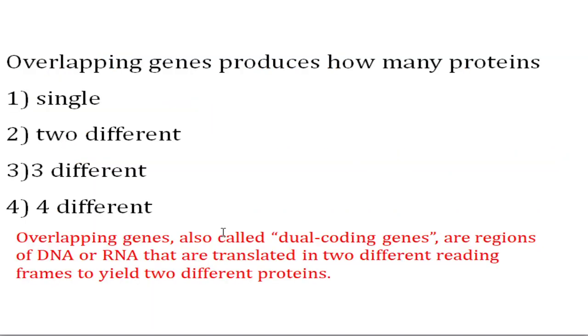Next is: overlapping genes produce how many proteins? So what do overlapping genes mean? They are dual coding genes. They are regions of DNA, or it might be a region of RNA, that are translated in two different reading frames. Each has a separate promoter and separate terminator. Due to a few overlapping circumstances, they overlap. So the question is how many proteins are produced? Since these overlapping genes are translated in two different reading frames, they yield two different proteins.